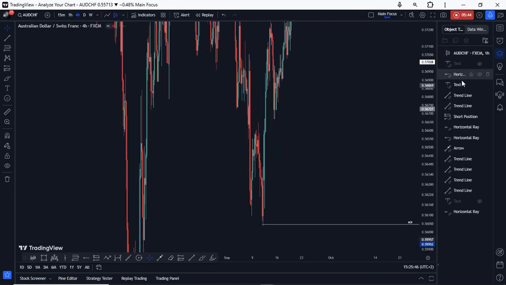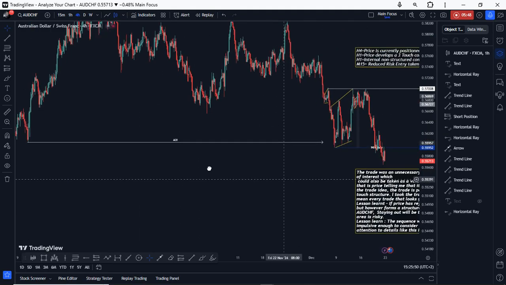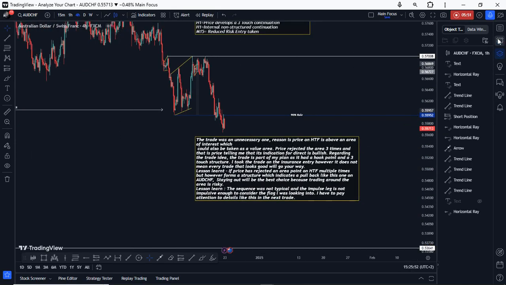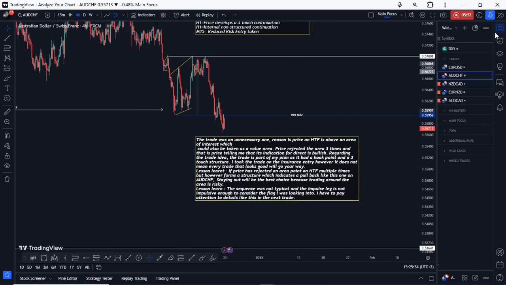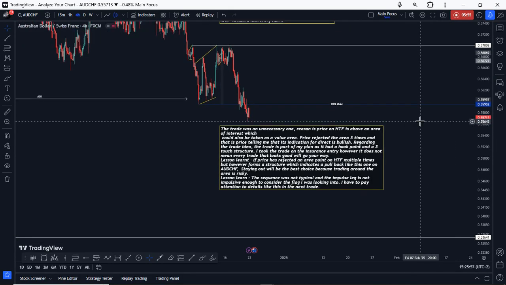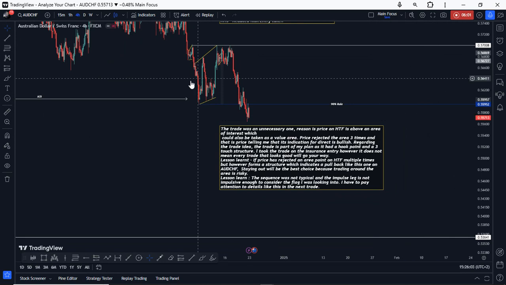Okay, what did I learn from this trade? I've got a whole description of what I learned within this trade. The trade was an unnecessary trade. The reason is that price on the high time frame is above an area of interest, which is this area of interest, and which could also be taken as an area of value.